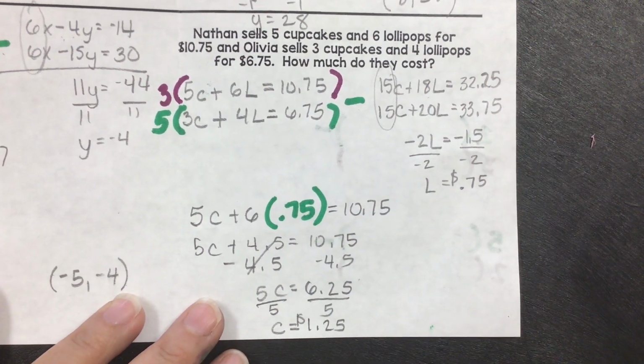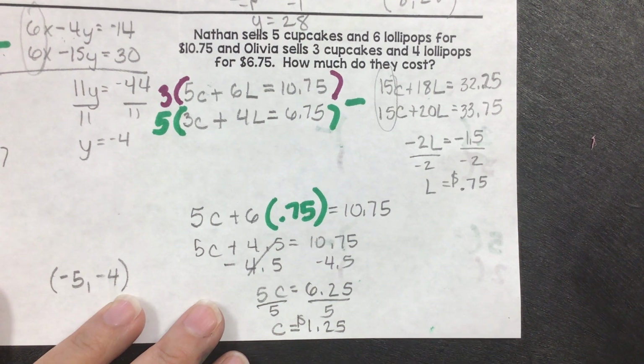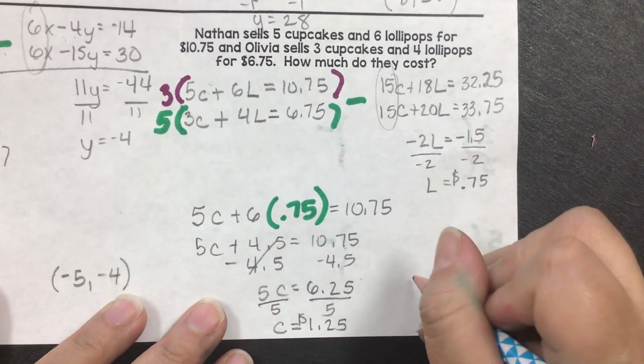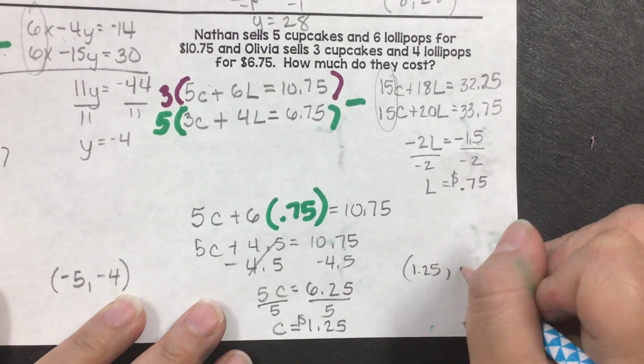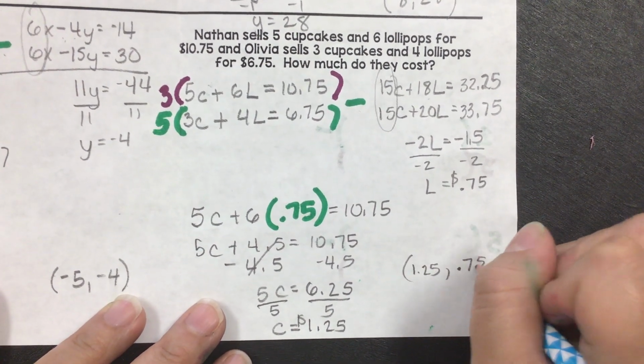If you're going to write an ordered pair, the letters matter. It's in alphabetical order. You say $1.25 for the cupcakes, then the 75 cents for the lollipops.